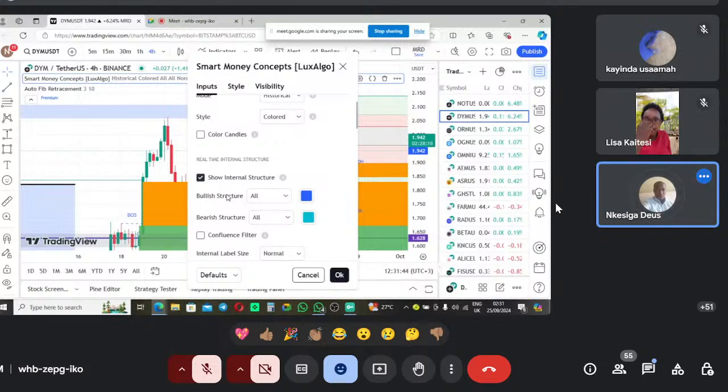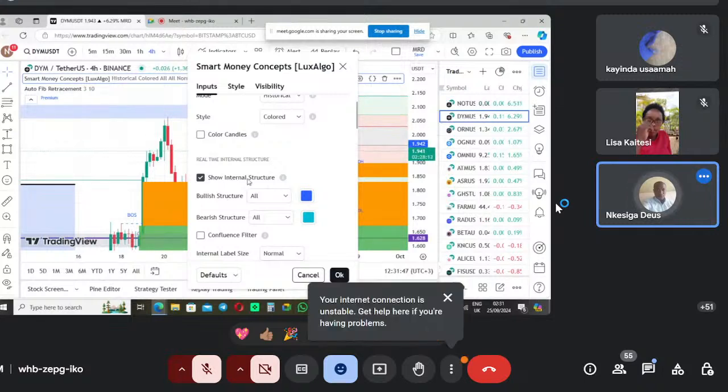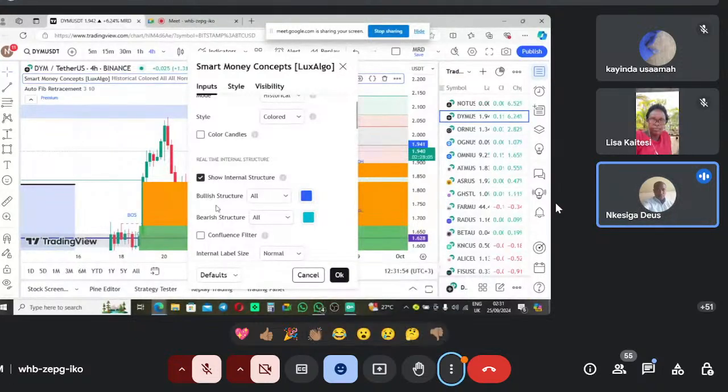Okay, so from there you can see show internal structure. You can see this one is bullish. Since it is bullish, the color that you use here should be representing bullish. Whenever you see it somewhere, you know that it is representing bullish. The colors, it's up to you to choose what you want. It is just a matter of knowing what the color is representing.